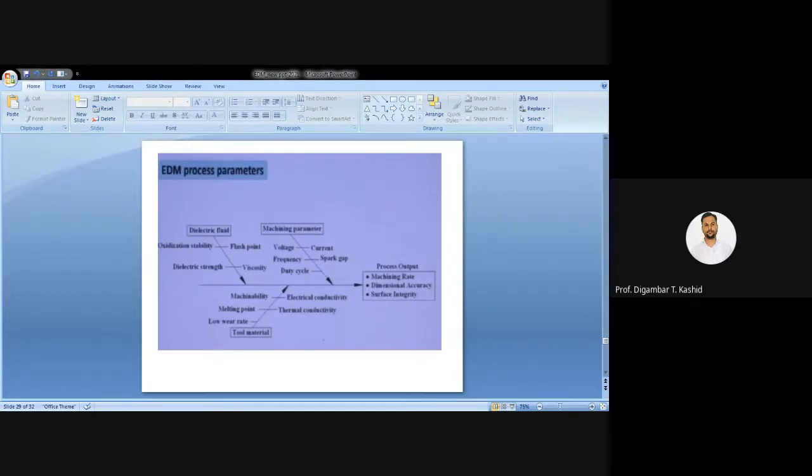So there are the three layers. Okay, one is the recast layer, then the heat affected zone will be there, and the converted layer. So first one is the recast layer. Whatever molten material and vaporized material is there.